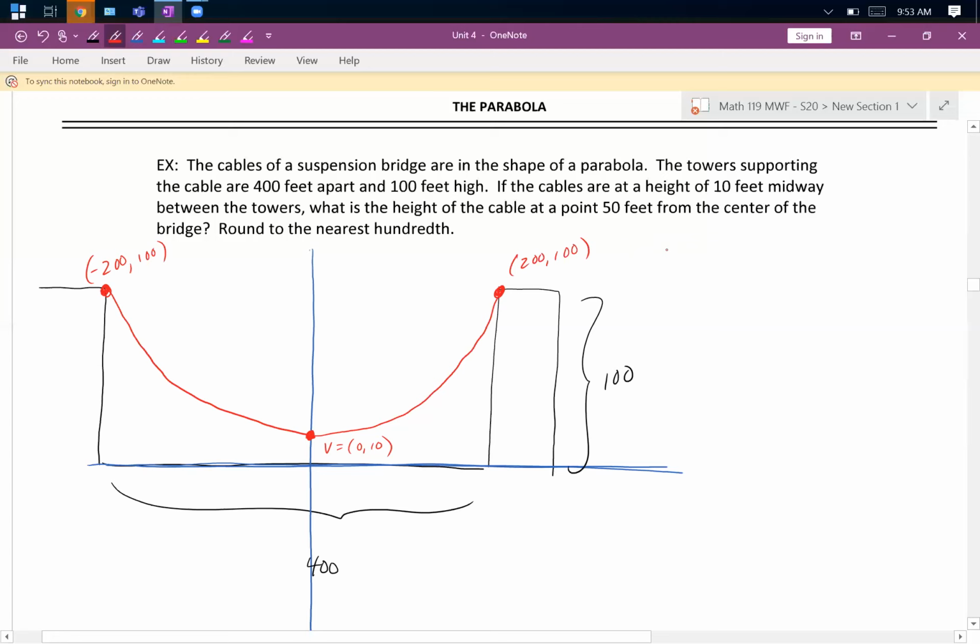The question ultimately is, what's the height of the cable at a point 50 feet from the center of the bridge? And we could go left or right because we know these parabolas are symmetric. I'd probably go to the right just because it'd be positive numbers. But in order to answer that question, we have to have the full equation of the parabola.